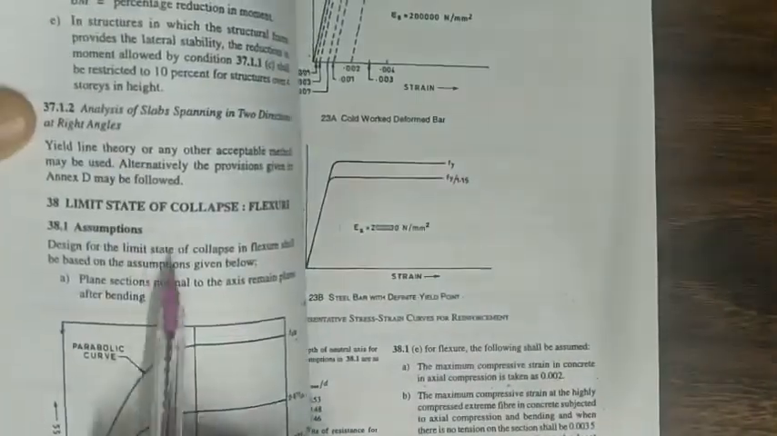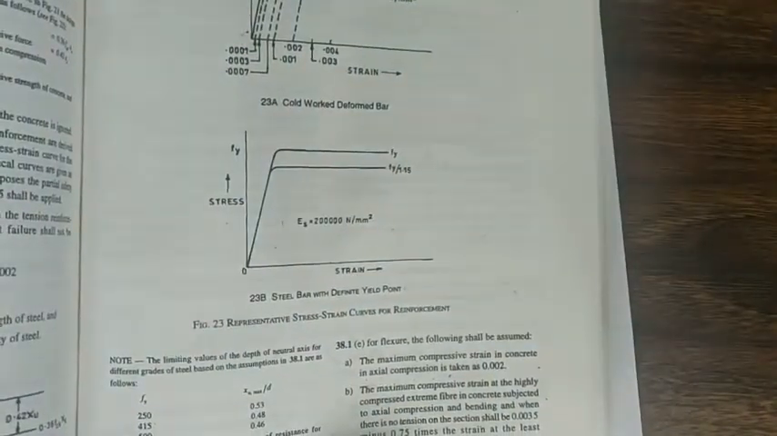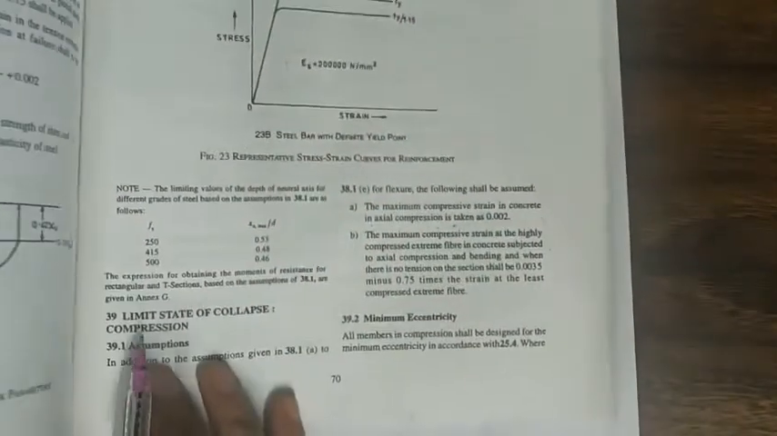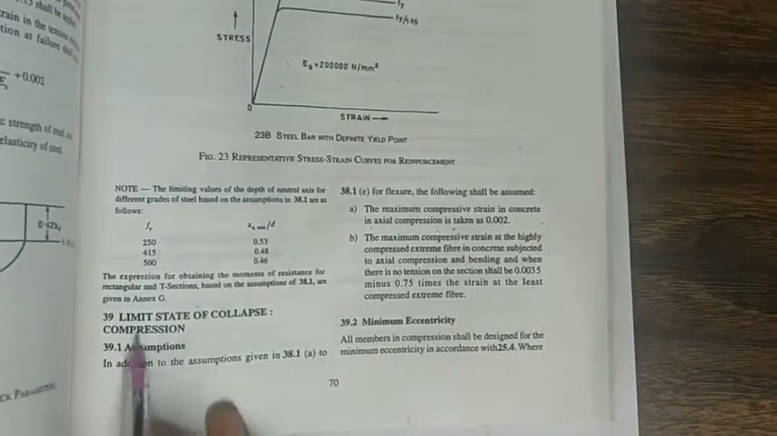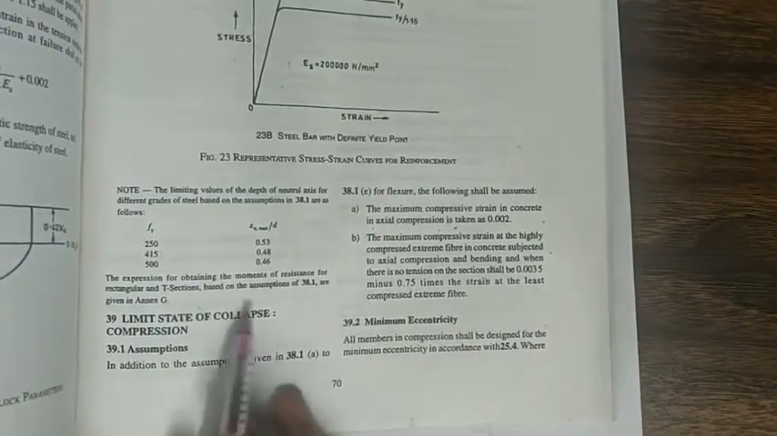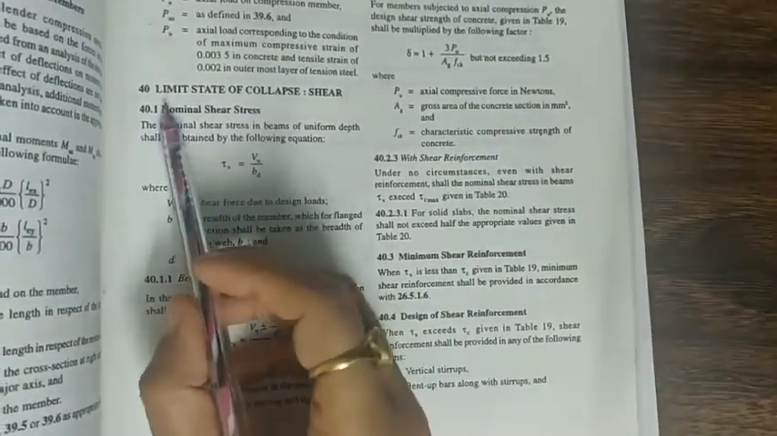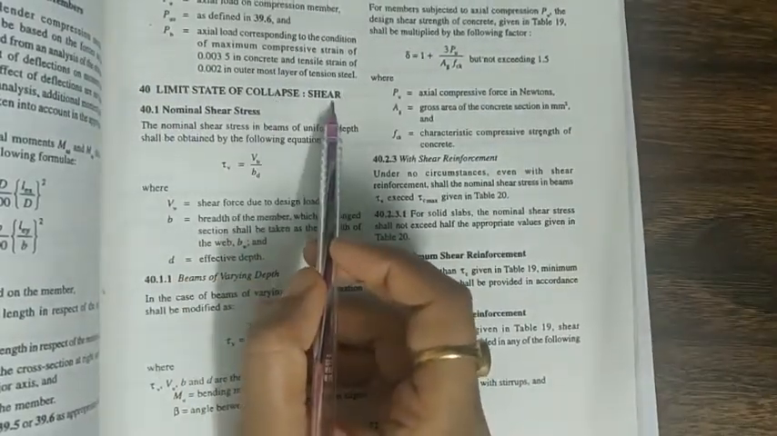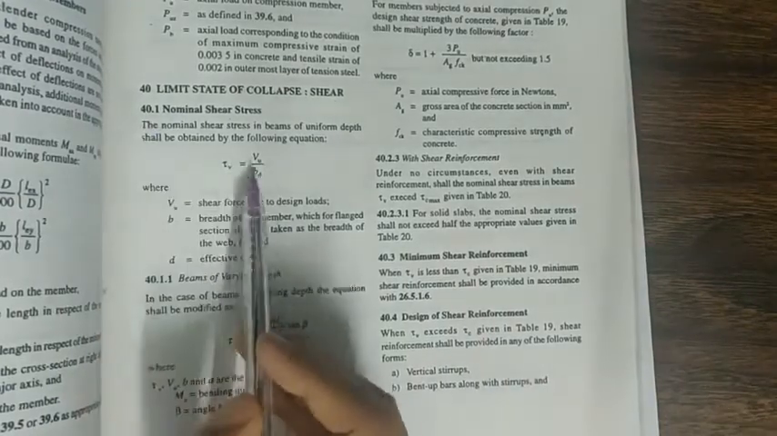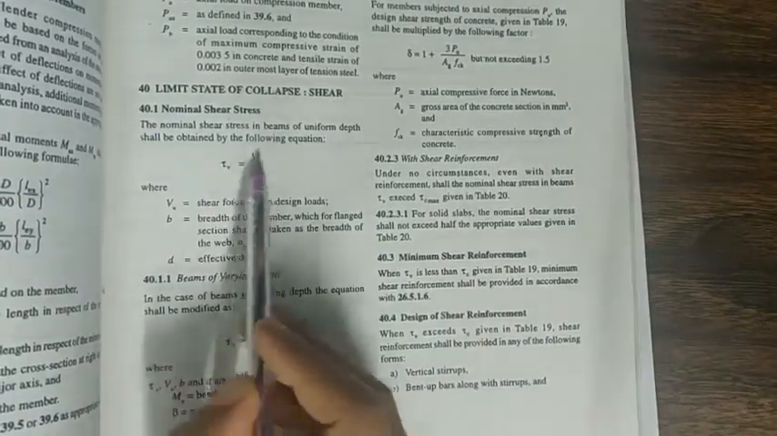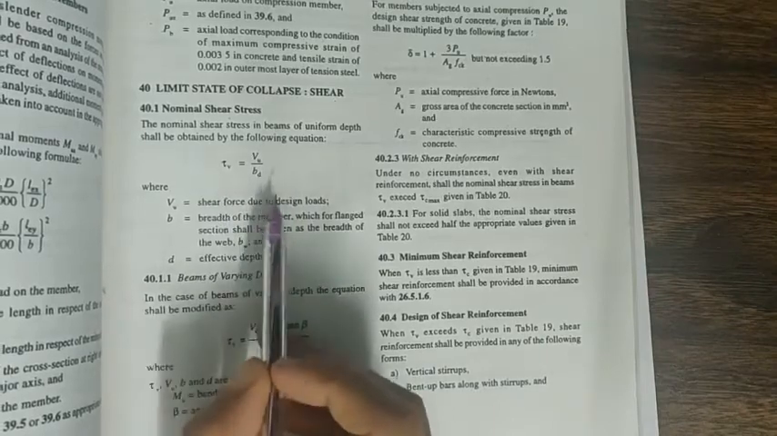Let's see the clause. You can see we had started with limit state of flexure. It was clause 38, so the whole of clause 38 was limit state of collapse due to flexure. Clause 39 is due to compression; we will be talking about it when we are designing a column. We basically want to design now the limit state of collapse in shear. So over here 40.1 talks about the nominal shear stress.